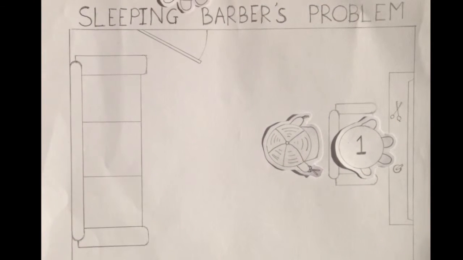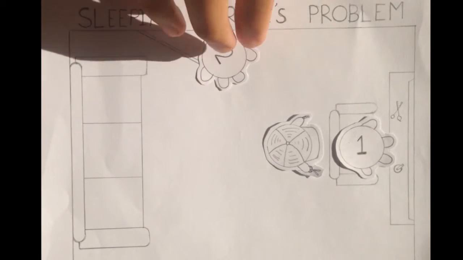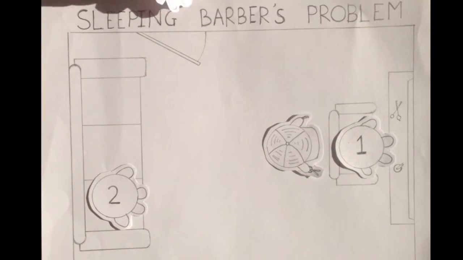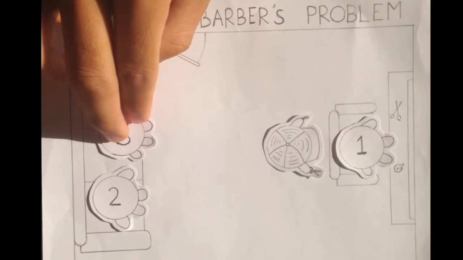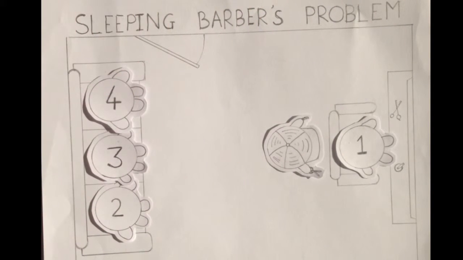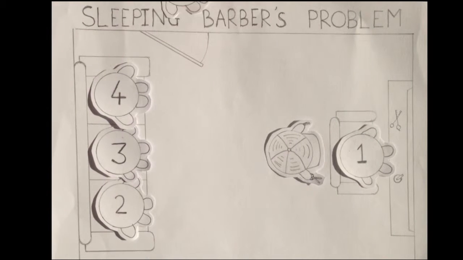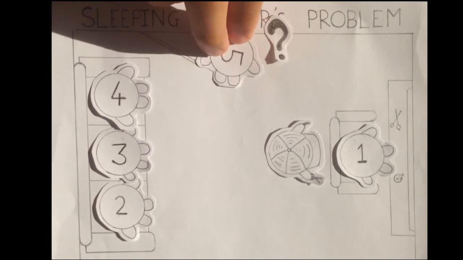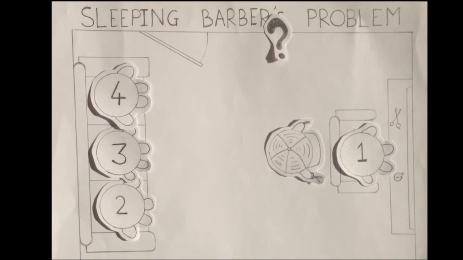Meanwhile, the barber is cutting the first customer's hair. A new customer will walk in and see the barber cutting hair, so he will wait at the waiting chair for the first customer to finish. In the meantime, new customers will walk in and wait as well. While everyone is waiting, a fifth customer will enter and see that the waiting queue is full. So he decides he'll come back later and leaves the barber shop.